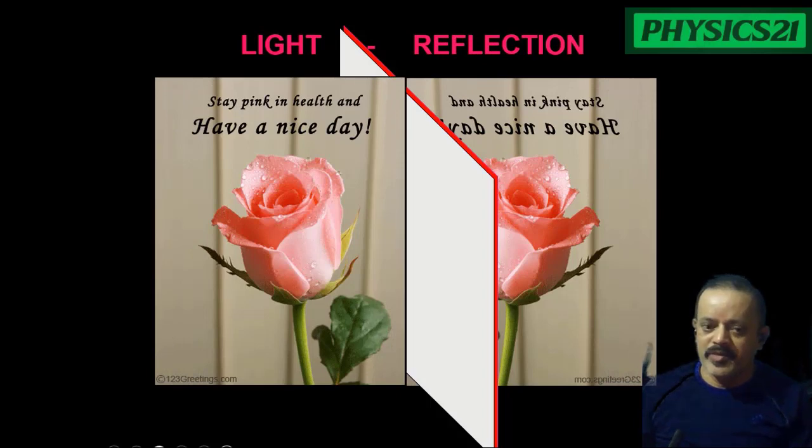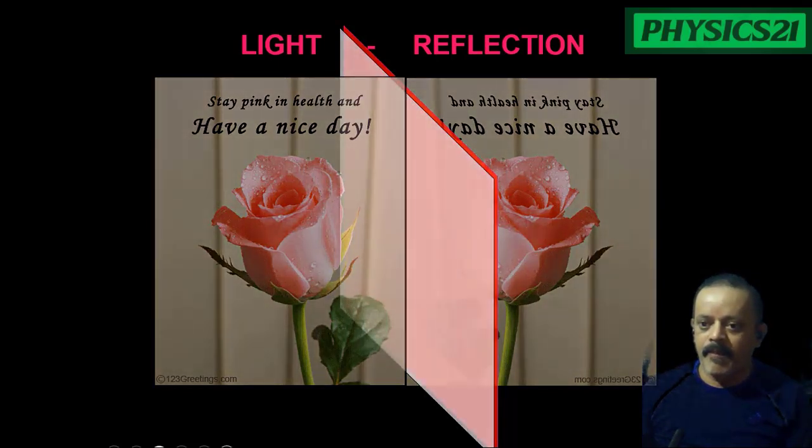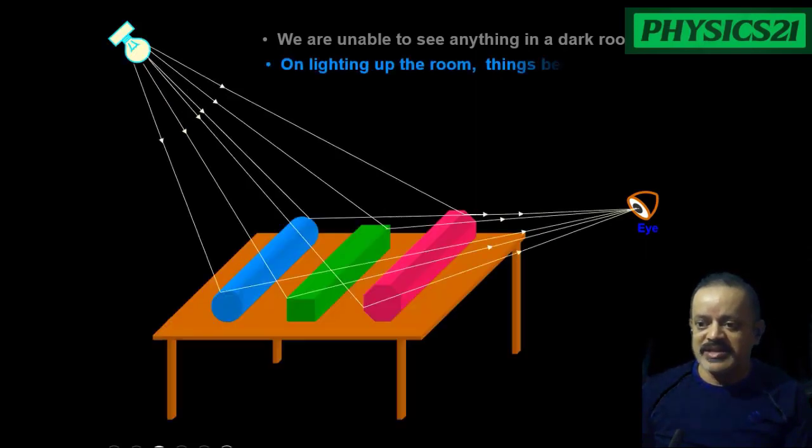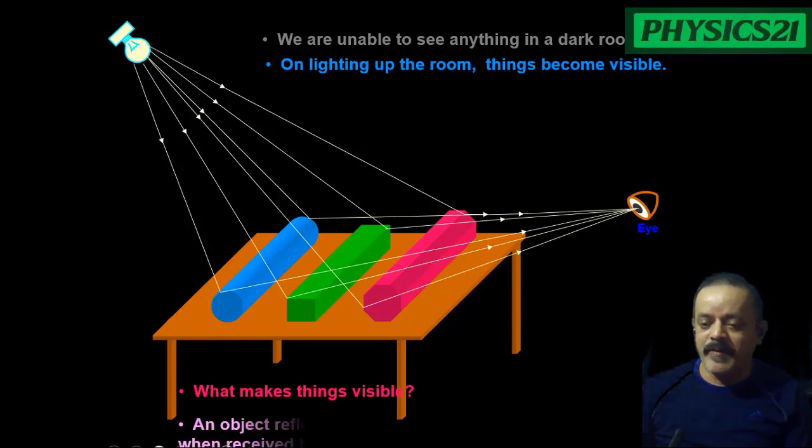Hello everyone. In this video, I am going to explain reflection of light. As we know, we are not able to see any object in a dark room. But when light is incident and the reflected light from the objects is received by the eye, then we are able to see the object. It means light makes things visible.